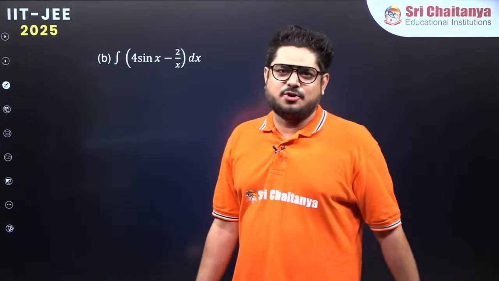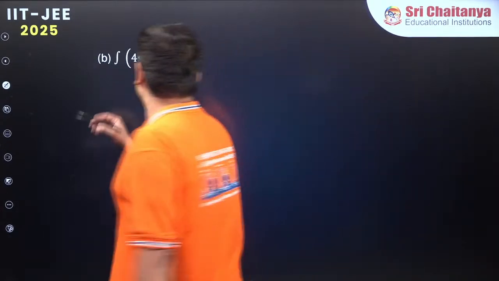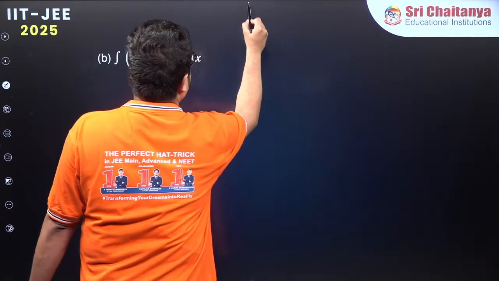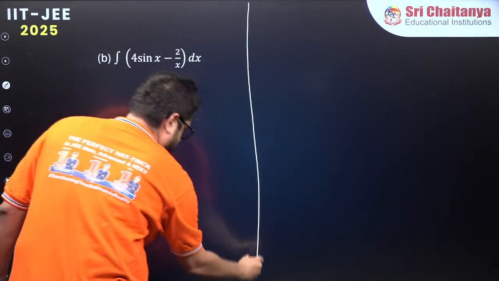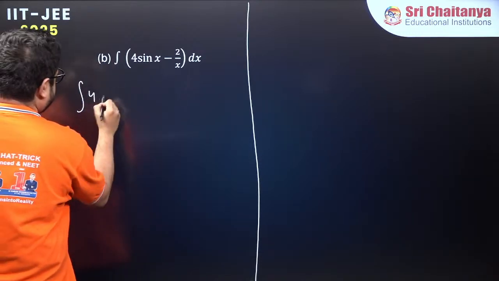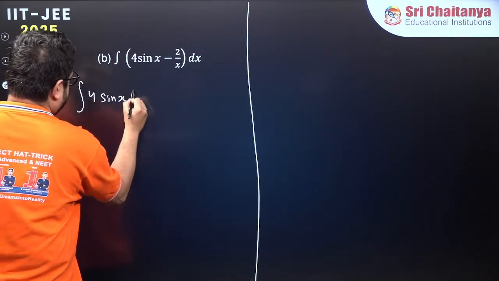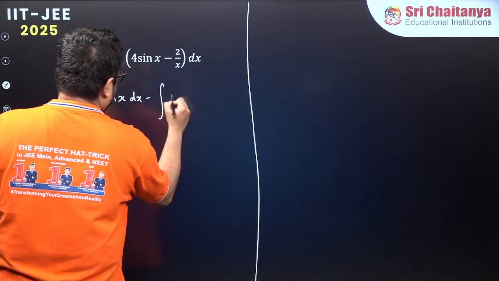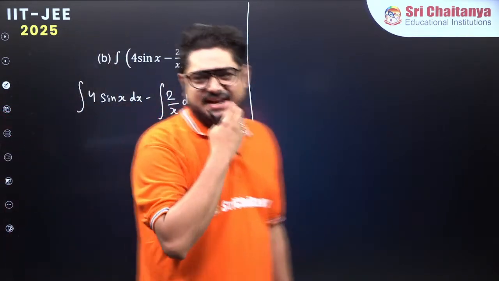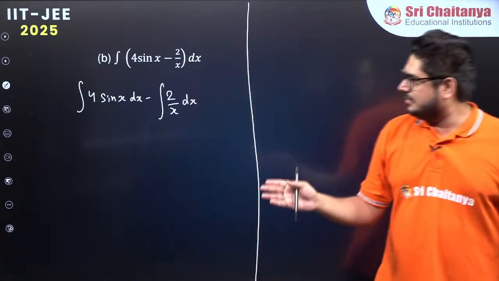So what needs to be done over here in this situation? Those who already know can write it down. This dx can be brought inside: 4 sin x dx minus 2 by x dx. Okay? Clear? This is how we can do it.